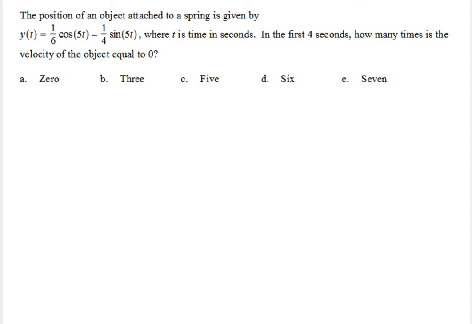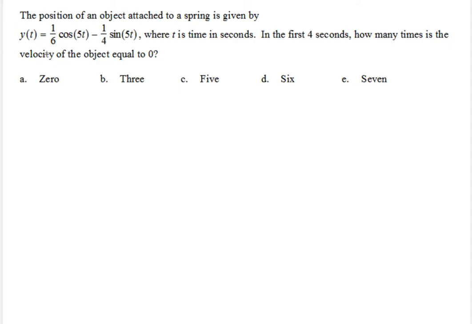The position of an object attached to a spring is given by the function, where t is time in seconds. In the first 4 seconds, how many times is the velocity of the object equal to 0? So notice that the given function is the position of an object, and we're being asked to use the velocity function, right? Which we don't have.